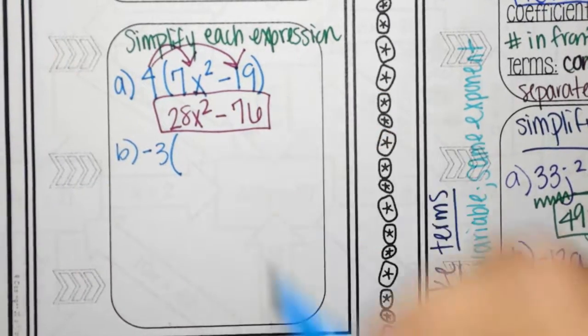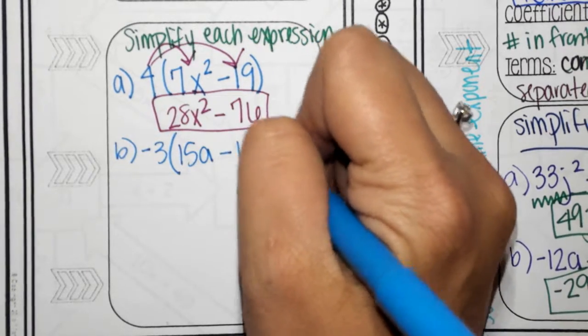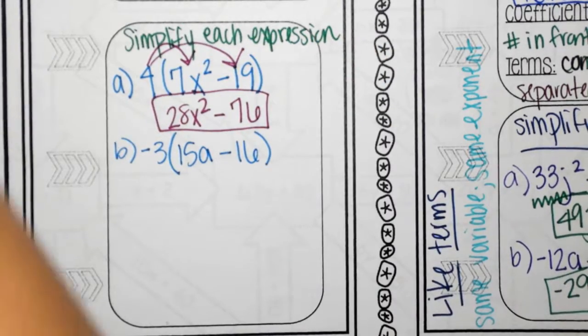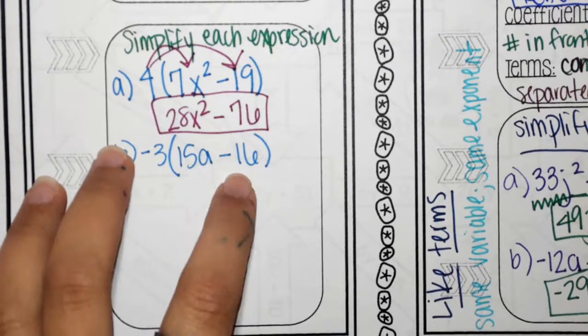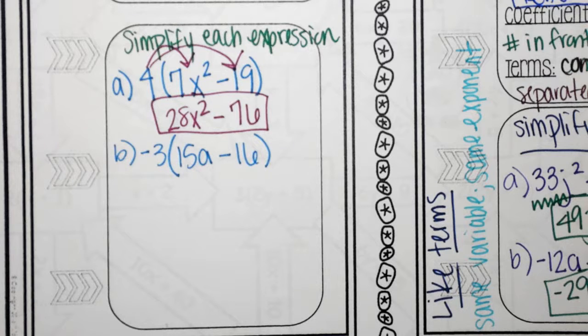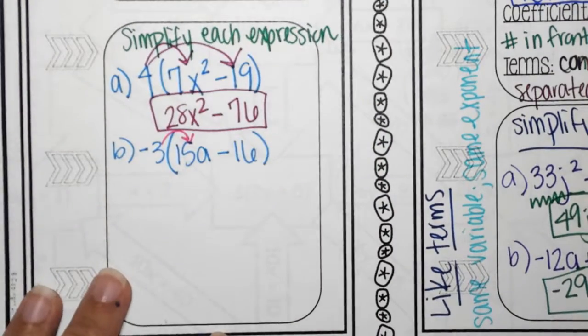What if I say negative 3 times (15a minus 16)? Can we combine the 15a and the negative 16? Why not? Because they're not like terms. So what do we do? We distribute, because there's a negative. What is negative 3 times 15a? Negative 45a.